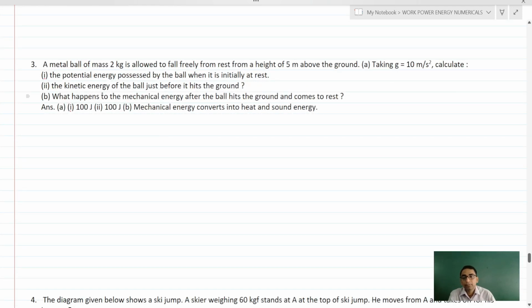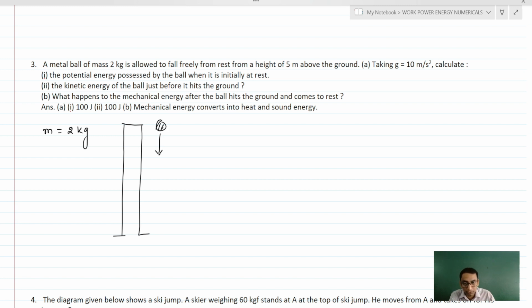Now, the metal ball of mass 2 kilogram is freely falling. In case of a free fall, when you are throwing something up, the velocity is something, and at maximum height, velocity becomes 0. Here, when you leave something, it's a case of free fall in the downward direction, the initial velocity is always 0. So the kinetic energy at the top is going to be 0. Okay, let me call this point as point A.